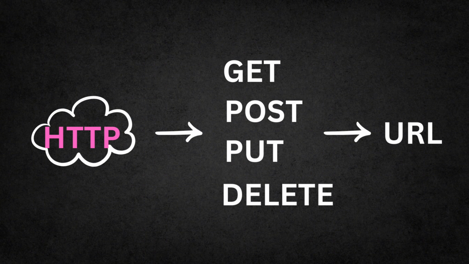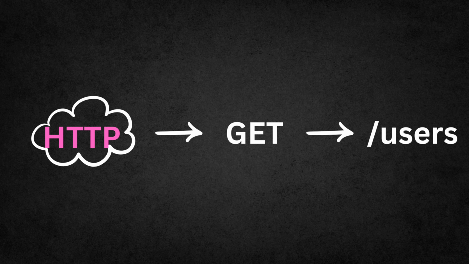For example, to get a list of users, you use a GET request to /user. Want to create a new user? Use a POST request to /user. Now, let's talk about the advantages of REST API.